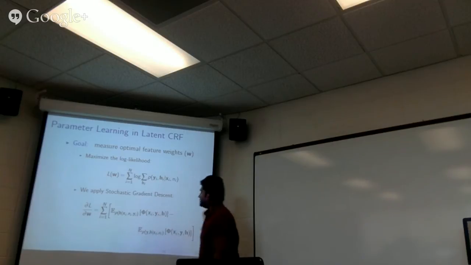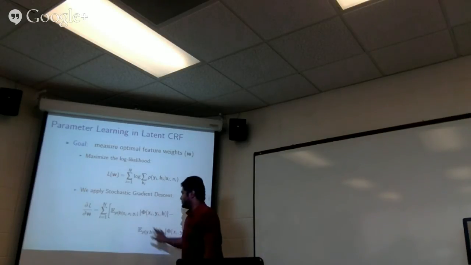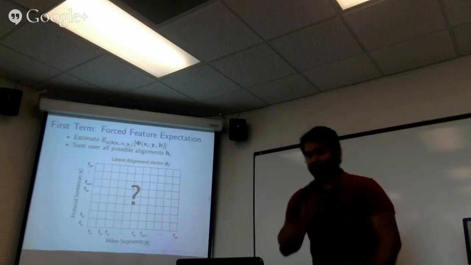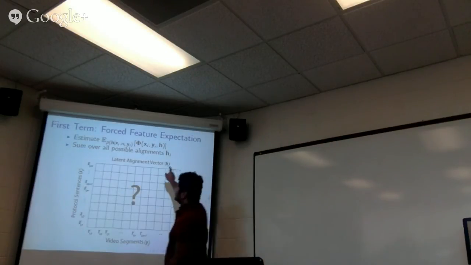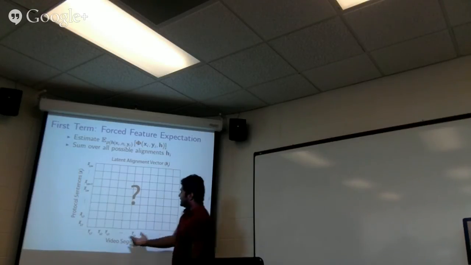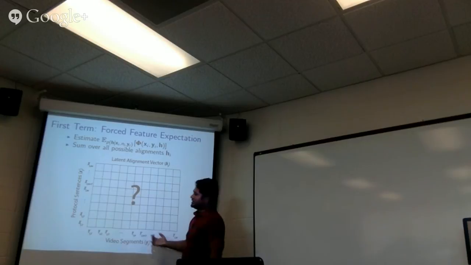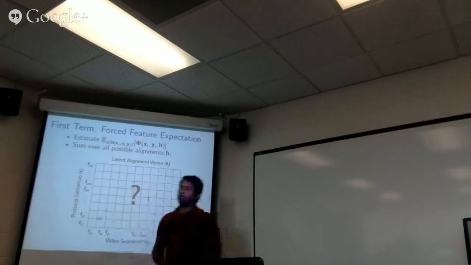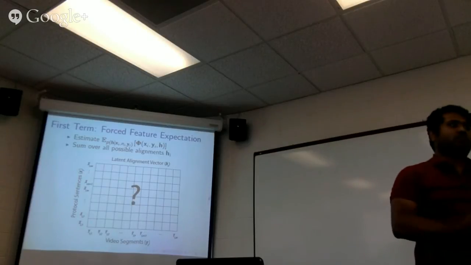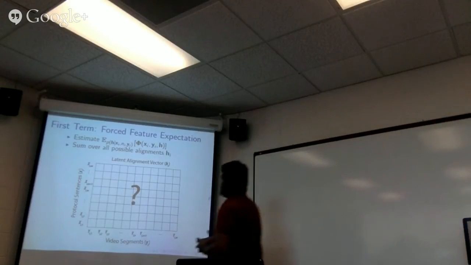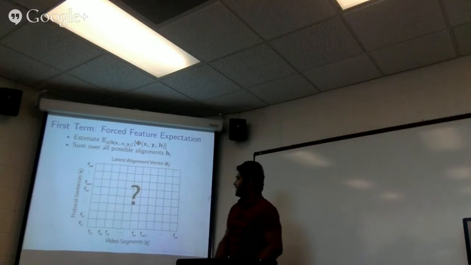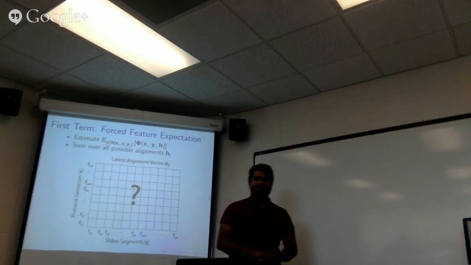And I will just briefly explain what these two expectations are. I'll explain it in the next slide. So the first term in that expectation, you can think of as a forced expectation. We assume that we know the video segments and we have observed the protocol sentences. What we haven't observed is the alignment because we do not know that. And we try to measure the expectation of this alignment given these two inputs.